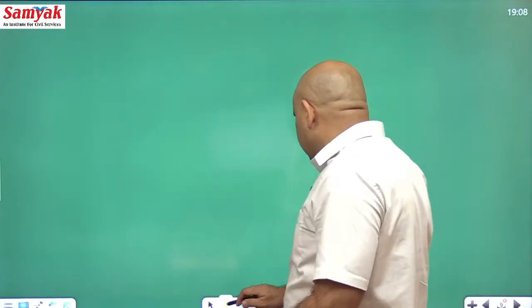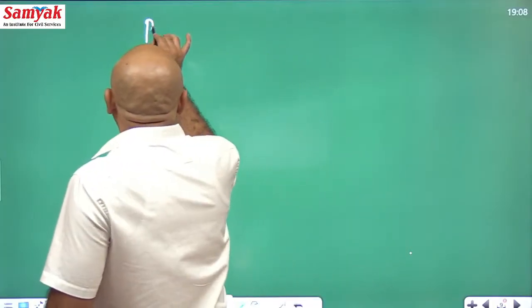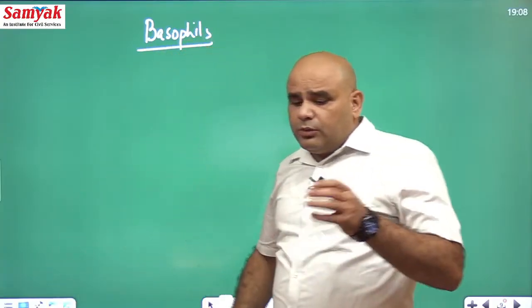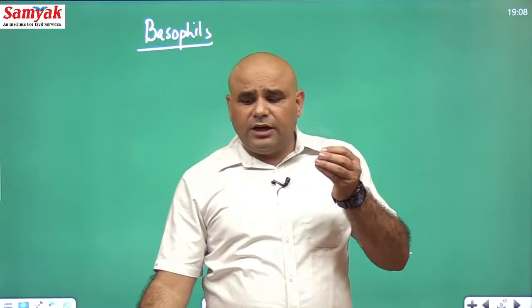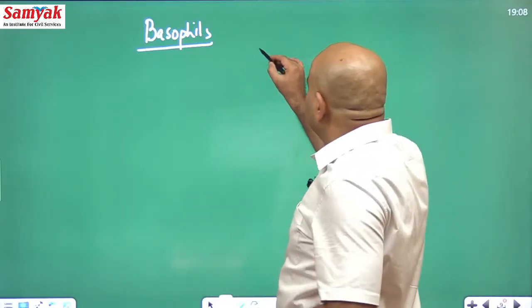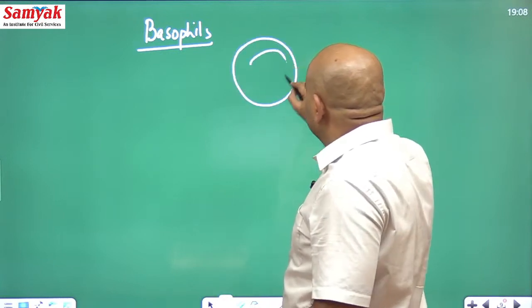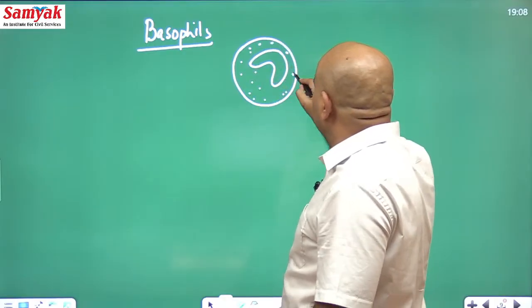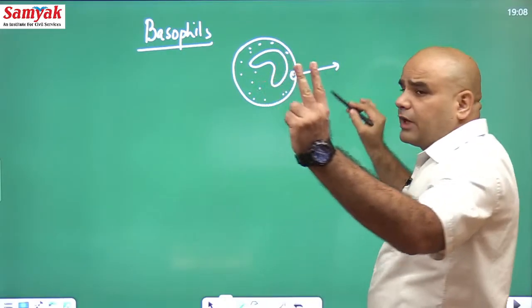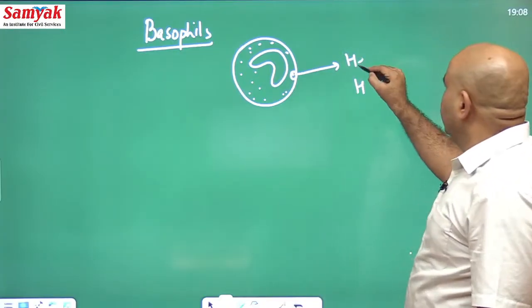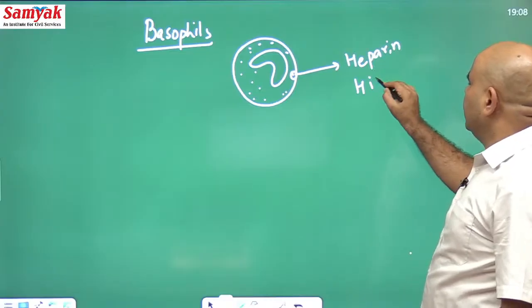Then the second is basophils, which was the question asked by Mahipal ji. Whenever you say basophils, you have to remember that basophils are very important from the point of view of their secretions. This is a basophil. Always remember, the granules of basophils contain two chemicals, both starting with H. One is heparin, the other one is histamine.